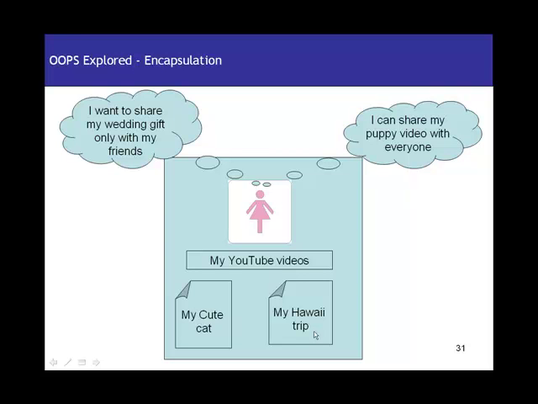You will go to your settings and mark the cat video as public so that anyone can view it, and you're going to mark your Hawaii trip video as private, because you don't want anyone to see it, and you give only privileged access to some of your close friends and family, right? So this is exactly the same concept as encapsulation. What you are doing here is hiding certain data from the rest of the world and providing only privileged access to that information, right?